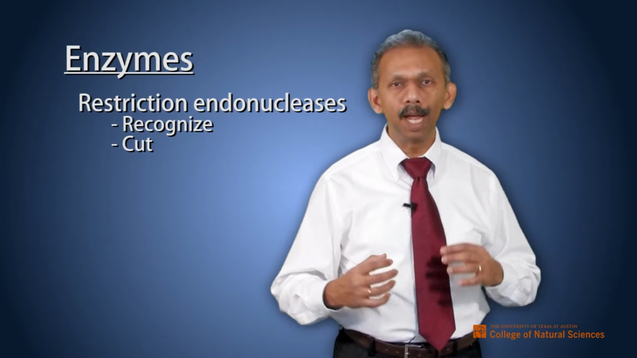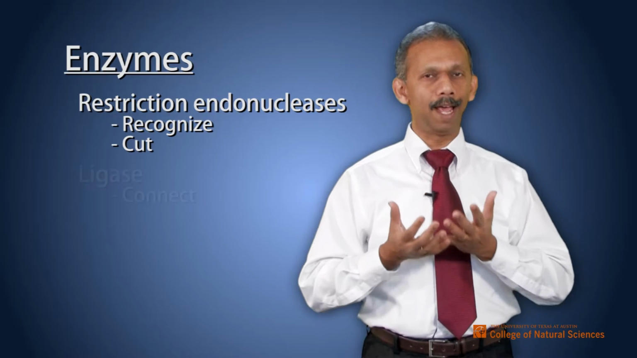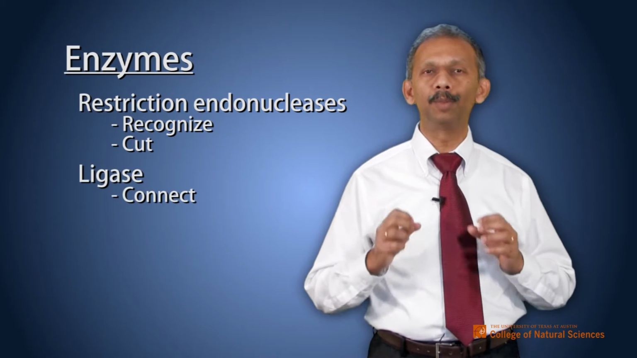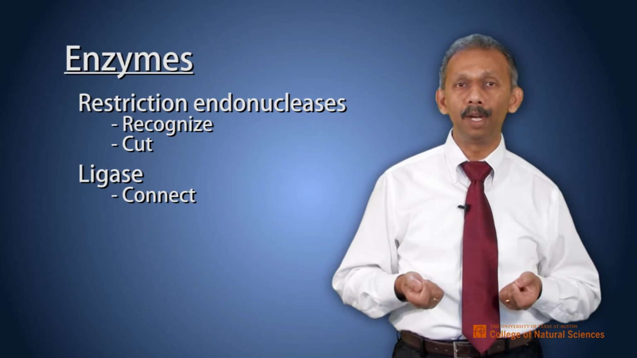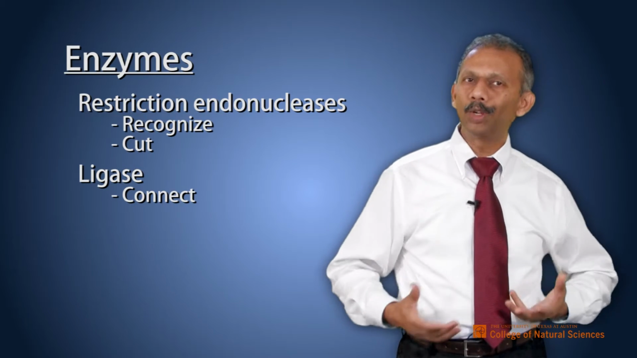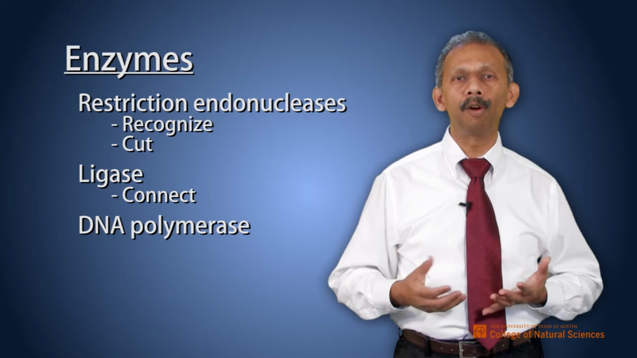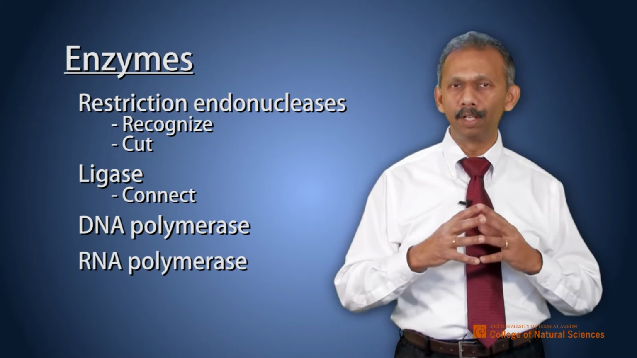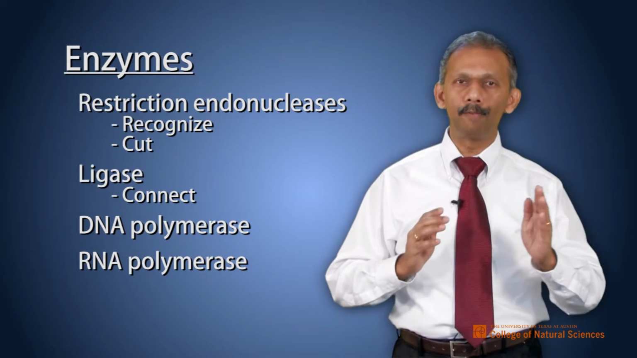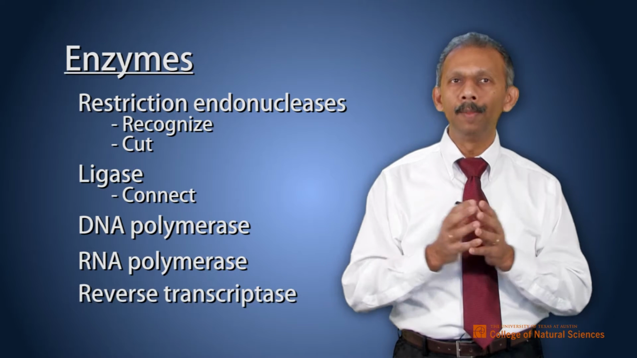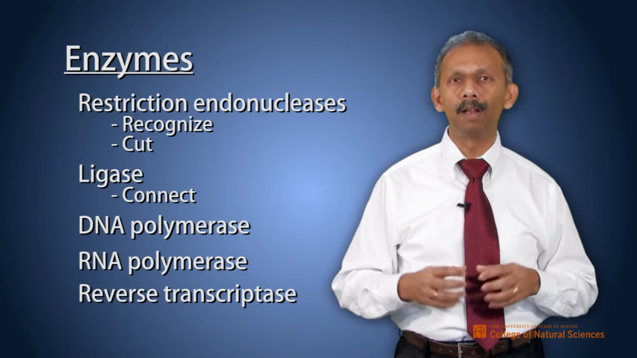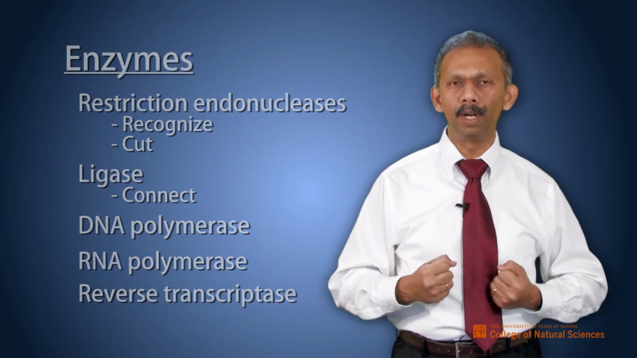Also, you need enzymes that can connect the DNA, called ligase, and those enzymes are essential to create recombinant DNA. In addition, you also have enzymes that make DNA, called DNA polymerase, an enzyme that makes RNA, RNA polymerase, or an enzyme that would make DNA from RNA, called reverse transcriptase. All these enzymes are very critical in recombinant DNA.